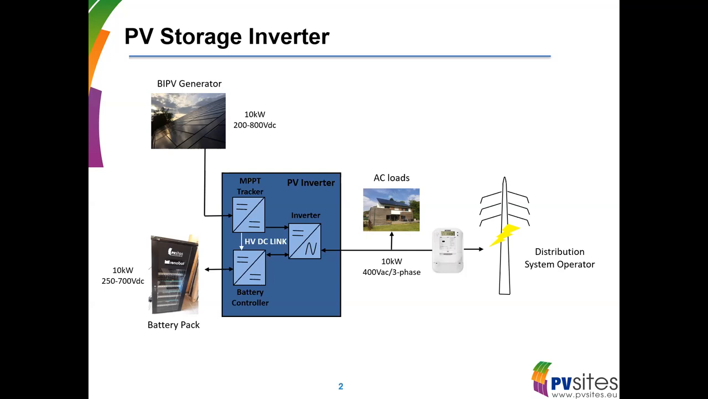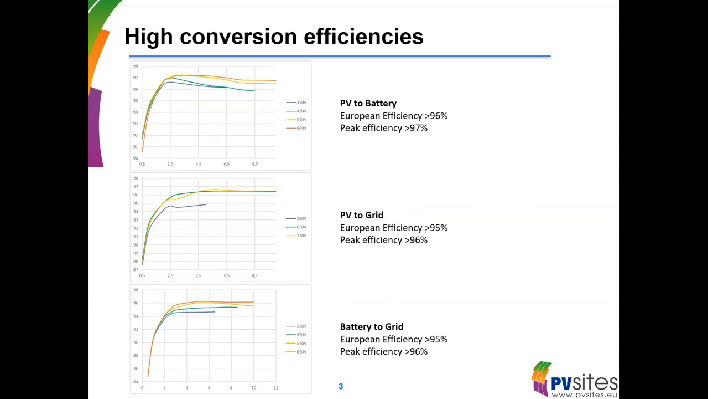So as I have said, the main advantage is these high conversion efficiencies, especially when we work from PV to battery, charging the storage. As you can see in the figures, we have a high conversion efficiency from 20% of the nominal power. We have efficiencies above 96 in the case of the PV to battery and 95 from PV to grid and battery to grid, independently from the input voltage we are working with. And also the European efficiency is quite good, with values above 96 in the case of PV to battery and 95 in the case of PV to grid and battery to grid.